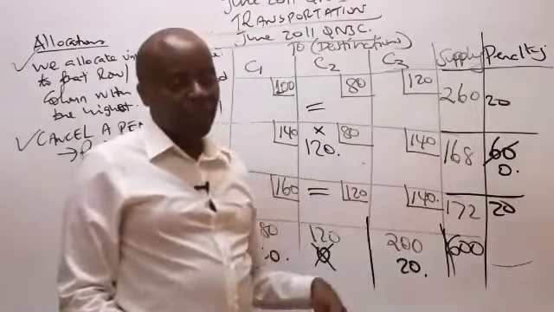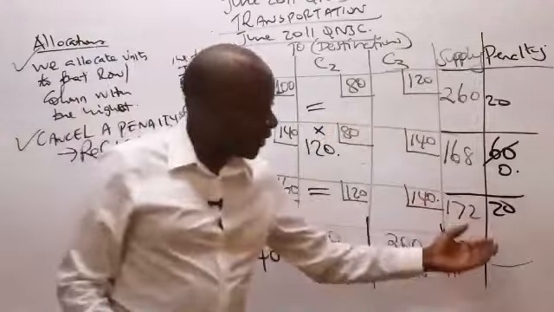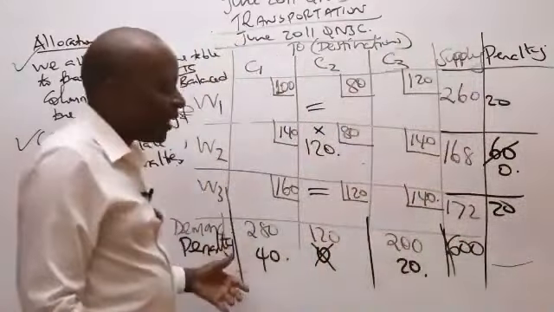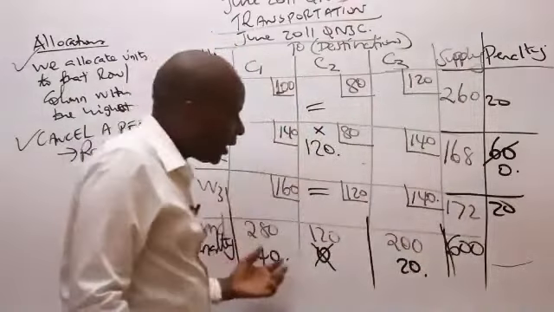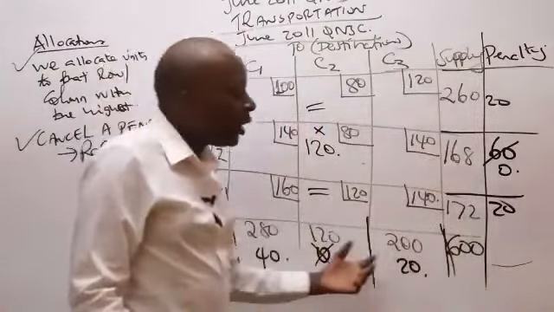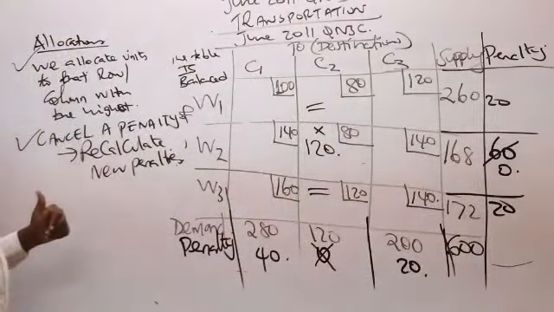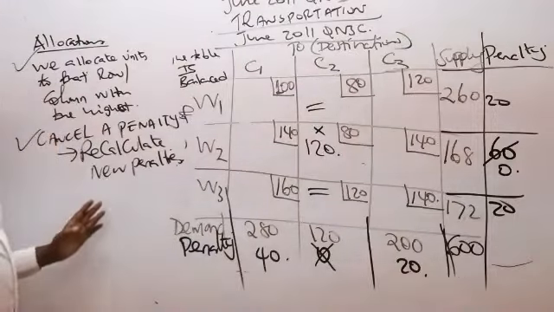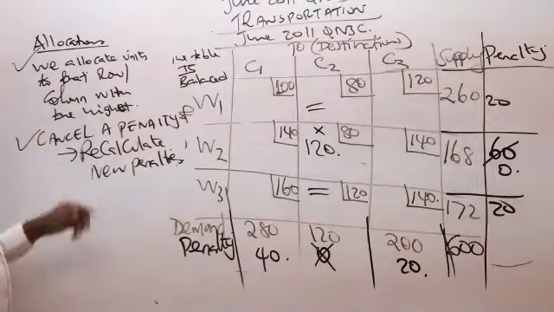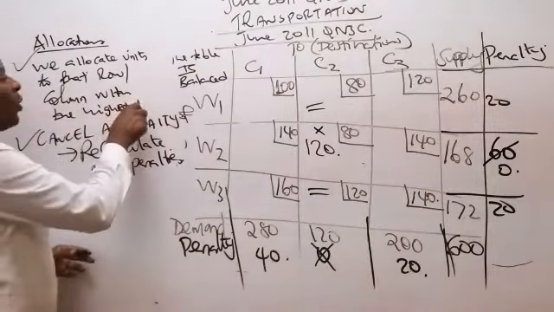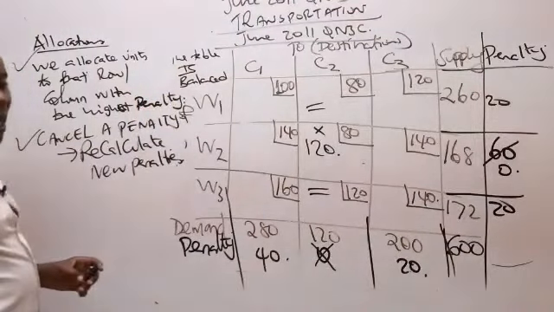I'm getting 20. So ladies and gentlemen, if that is the case, now I have a fresh set of new penalties. Once I have these new penalties, I need to look for the highest to do the next allocation. Remember, whenever it comes to allocation, we normally allocate units to that row or column with the highest penalty.